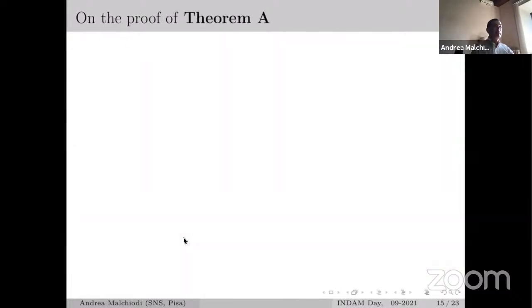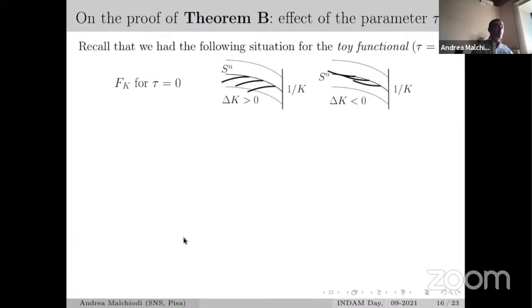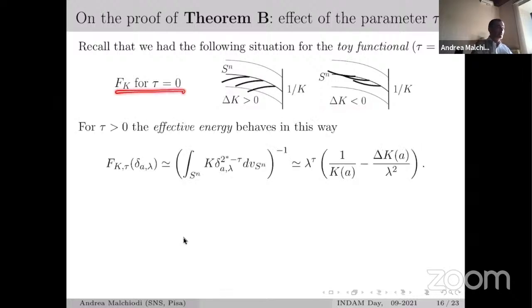Maybe let me skip the proof of the first theorem. Maybe I'll draw just some picture to explain the second theorem, how we construct blowing up solutions. Let me recall the expansion of the toy function of f_k. This was just the restriction of the Euler-Lagrange functional to the set of bubble functions, defined on the unit ball in n+1 dimensions. When we approached the boundary of the ball, the limit function was 1 over k, and the normal derivative had a sign depending on the Laplacian of the function k. That was for tau equal to 0.